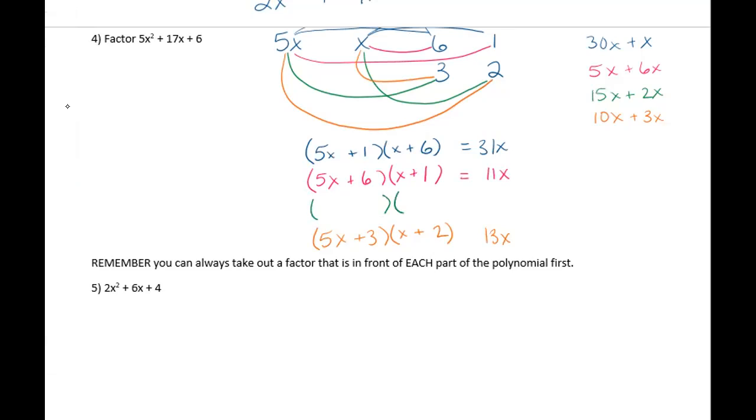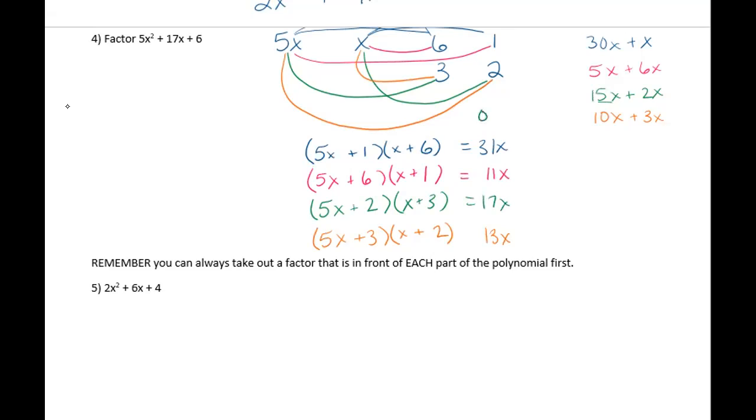So my last one, I can put my 5x and my x in the same spot. And then I'm going to switch the 3 and the 2 right here. So if I put the 2 here and the 3 here, my outside is 3 times 5x. So that was the 15. And my inside is 2x. 15x plus 2x is 17x.